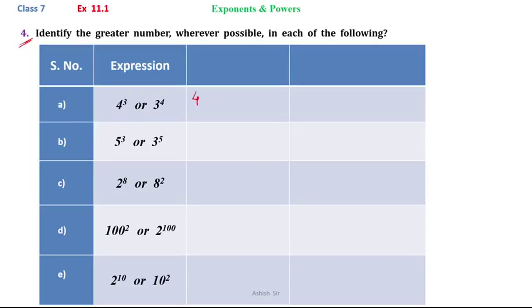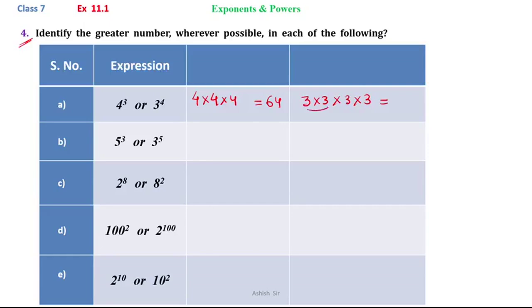So if we do the first one, 4 into 4 into 4, the answer will be 64: 4 fours are 16, 16 fours are 64. The other one is 3 to the power 4, 3 into 3 into 3 into 3.